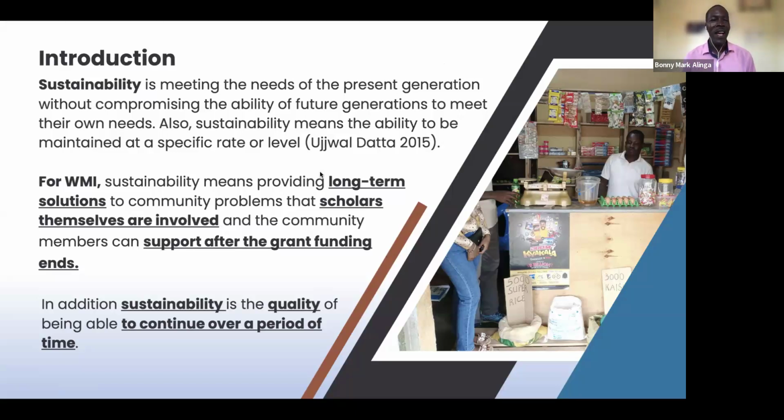And what is sustainability for the Wells Mountain Initiative? For us, in the Wells Mountain Initiative Community Development Grants Department, we define sustainability as a means of providing long-term solutions to community problems that the scholars themselves are involved in and the community members can support after the grant funding has ended. So that is what we look at as a sustainability plan, or as a definition of sustainability in WMI.